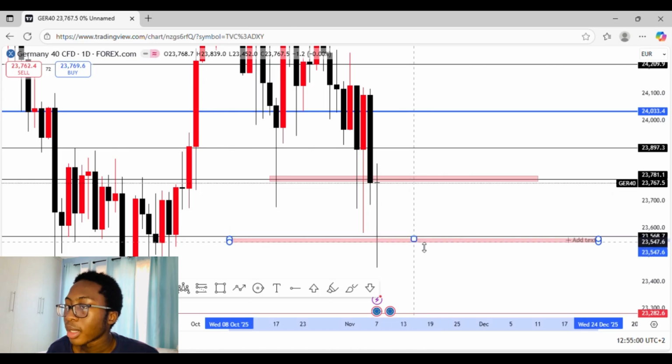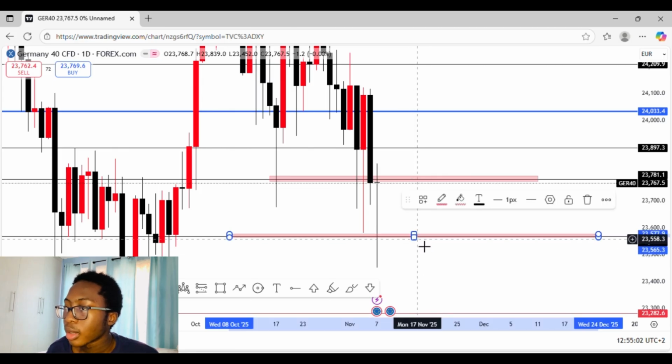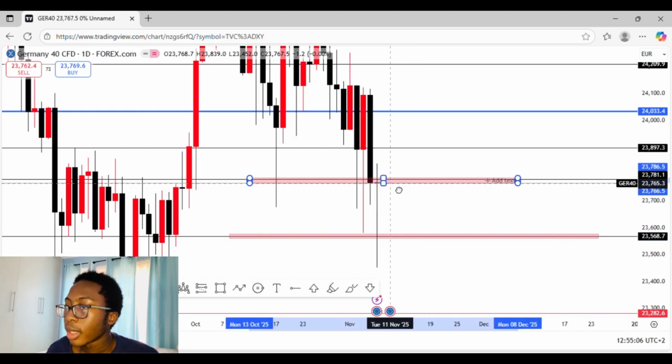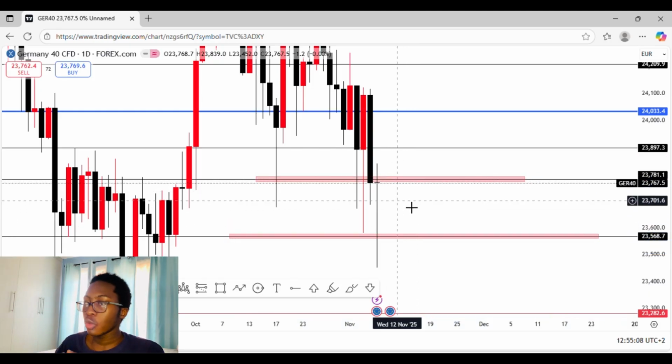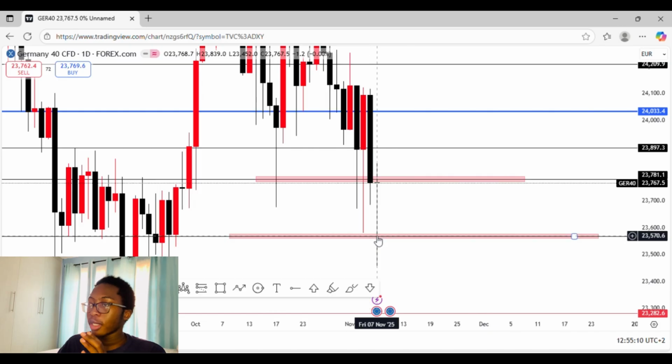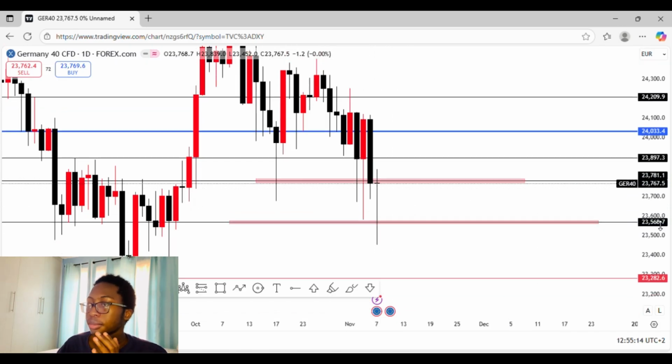I love to keep my things clean and neat, so don't mind me. Okay, cool. So I can actually see the market came here, and then currently it's on this zone, right?